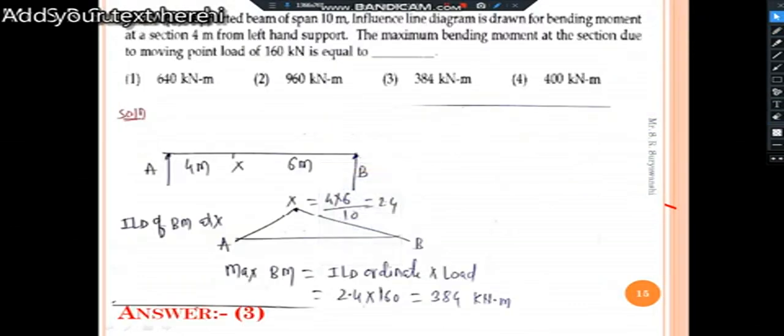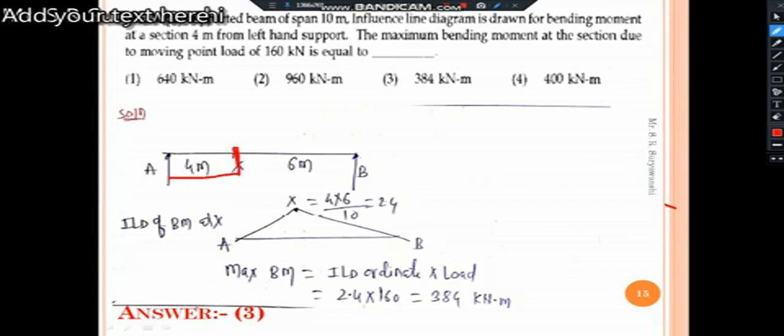Simply supported beam of span 10 meter, ILD is drawn for bending moment at a section 4 meter from left hand support. Maximum bending moment at a section due to the moving load of 160 kilonewton is equal to. So what they have given, a simply supported beam is there of span 10 meter and the section is given 4 meter from left support.